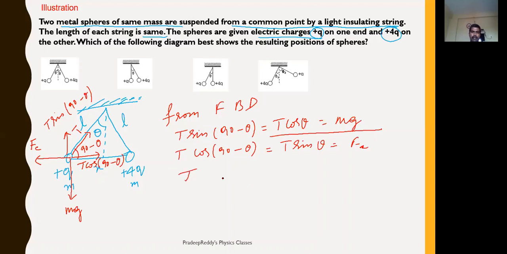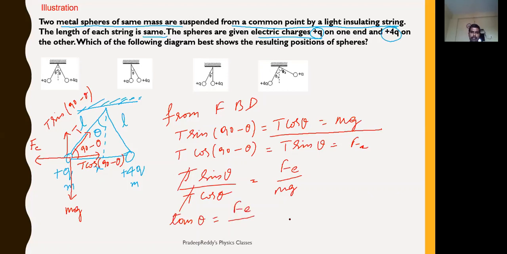Now taking ratio of these two, T sin theta divided by T cos theta is equal to electrostatic force divided by gravitational force. Sin theta by cos theta will be equal to tan theta. This is equal to Fe divided by mg. So in this problem, it is mentioned that masses of both the charges are equal. Therefore, if you take free body diagram for charge plus Q or for charge plus 4Q, Fe will be same for both and mg will be same for both. So as a result, this angle and this angle should be same. So that means this angle should also be equal to theta.